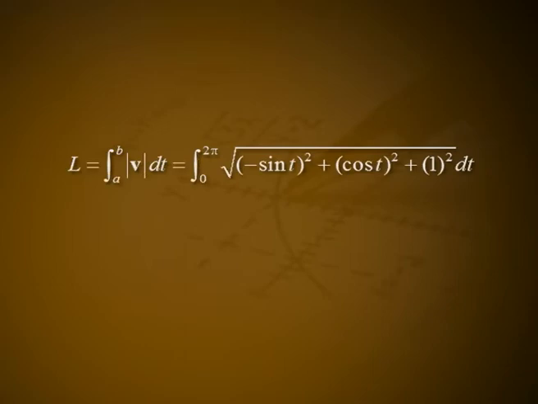Figure 2. Using the length formula short form, the length of this portion of the curve is L = integral from a to b of |v| dt = integral from 0 to 2π of the square root of (−sin t)² + (cos t)² + 1² dt, which is equal to integral from 0 to 2π of square root of 2 dt, which is equal to 2π root 2. This is root 2 times the length of the circle in the xy plane over which the helix stands.